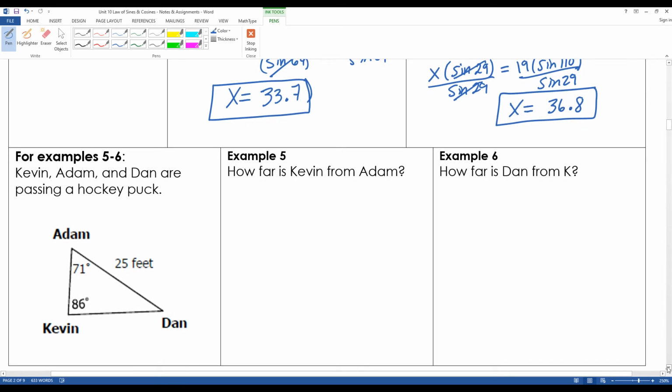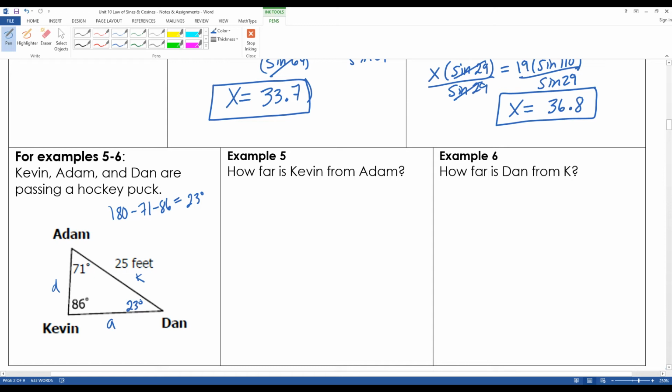Okay, so the last part of this lesson, and you'll have some questions on your own. We have Adam, so the side that goes with Adam we'll call lowercase a. Kevin, he's 25, his side is lowercase k, but 25 feet. Dan, the side for him would be lowercase d. And then let's find out what angle Dan is. 180 minus 71 minus 86 leaves me 23 degrees. So we'll just fill that in.